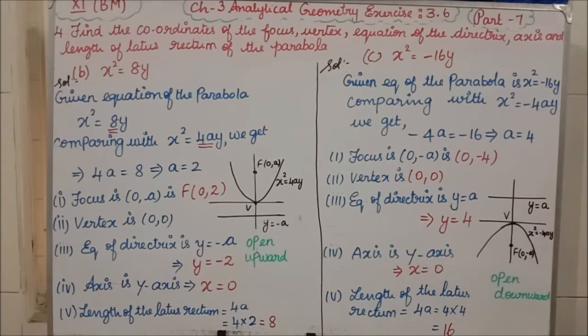Clear? Then the fifth one is length of the latus rectum. What is that? It is 4a. So 4a means 4 into the a value, 4 into 4. If you multiply, we are getting 16. Students, clear this fourth question, B subdivision and C subdivision? Only thing is, immediately if you see the equation of the parabola, you have to think whether it is open rightward, leftward, downward or upward. Only then it will be easy for you to solve. Clear students?